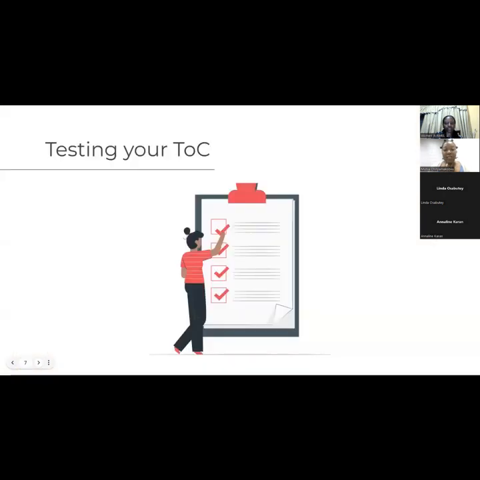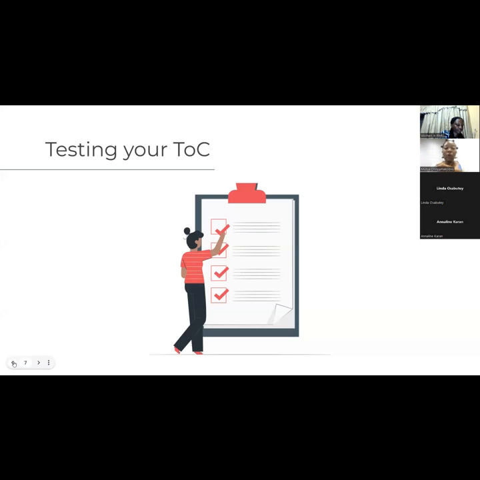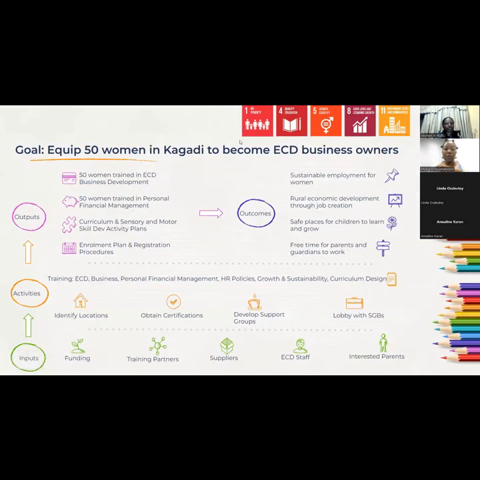Now, that's just one step, clarifying your goal. Step 2 is reading your theory of change backwards. If you noticed, when we were crafting that particular example, when I talked about the impact statement, I went back and before I moved on to the outcomes, I asked, how are we going to achieve that goal? How are we going to achieve the goal of equipping 50 women to become business owners? We are going to do that by creating jobs, by having these safe places for children to learn, by freeing up time for the parents. And then you go a step back again and you say, well, how do we do these things? How do we create jobs?